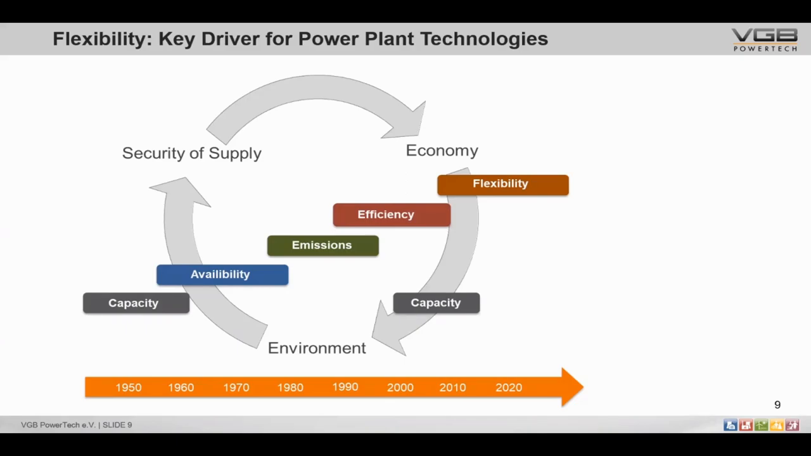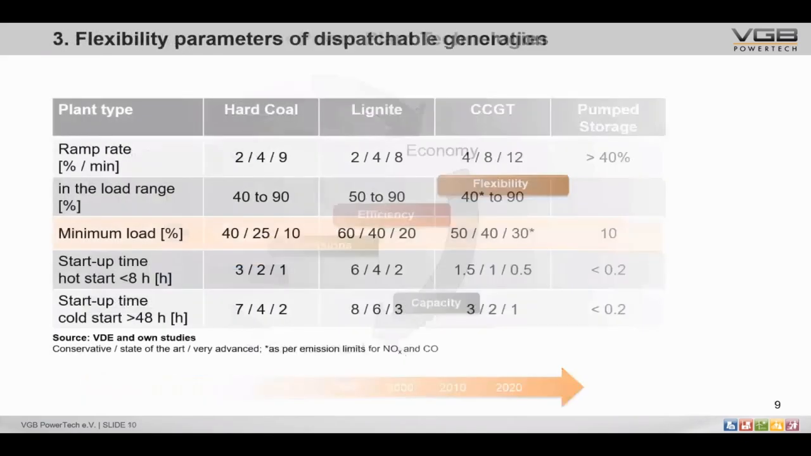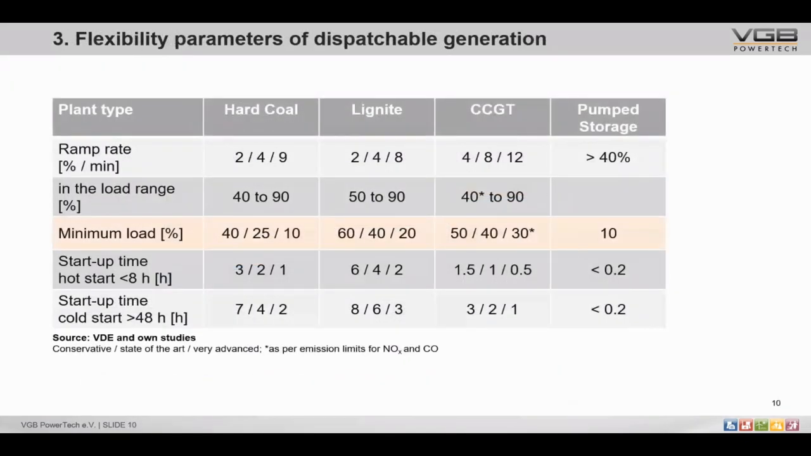So what has been achieved so far? On this slide, you see parameters of dispatchable generation technologies. Here figures are listed for pump storage and combined cycle plants, but I would like to focus on the coal plants. Here you see, as I mentioned, the ramp rate, the minimum load, and the startup time used for each type of coal.